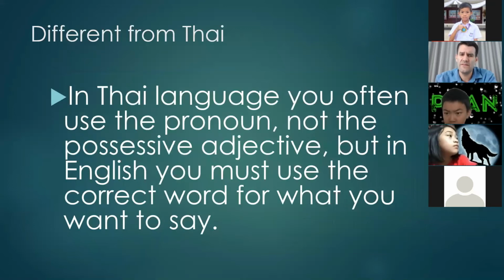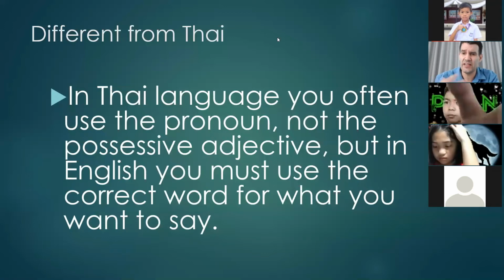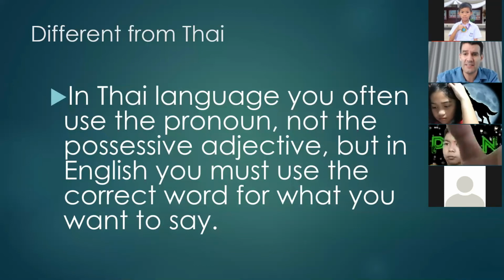Okay, so a little bit different from Thai. In Thai language, you often use pronouns, not possessive adjectives. But in English, you must use the correct word for what you want to say. Like in Thai, you can say, I go, I house. Ban chan. Chan means I. You don't have to say Kong Chan, but in English, you must say my Kong.